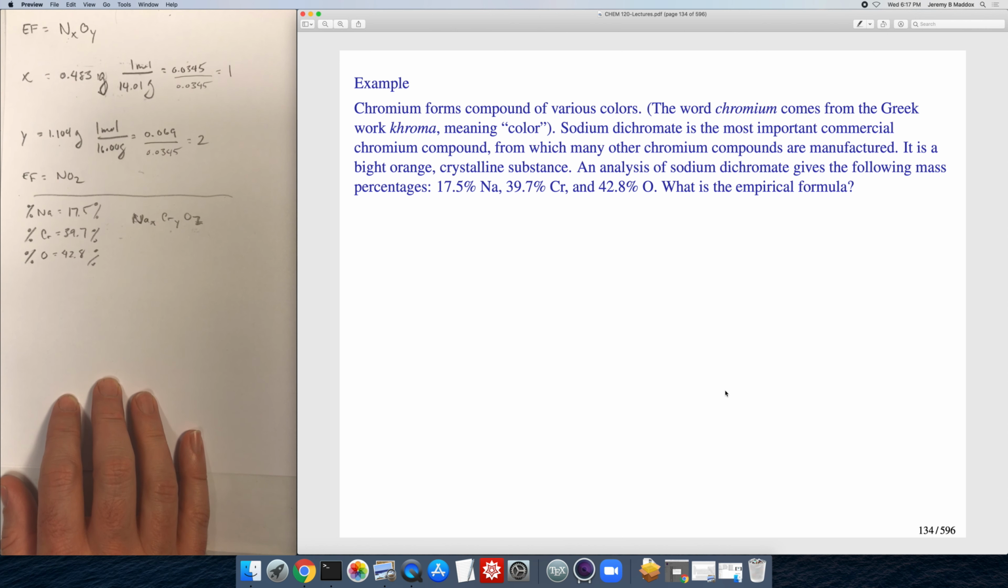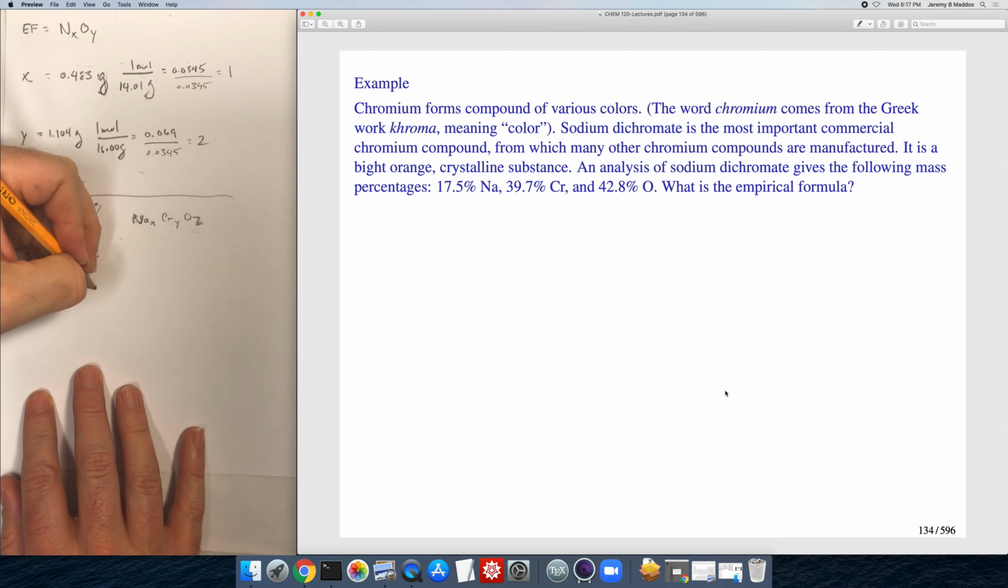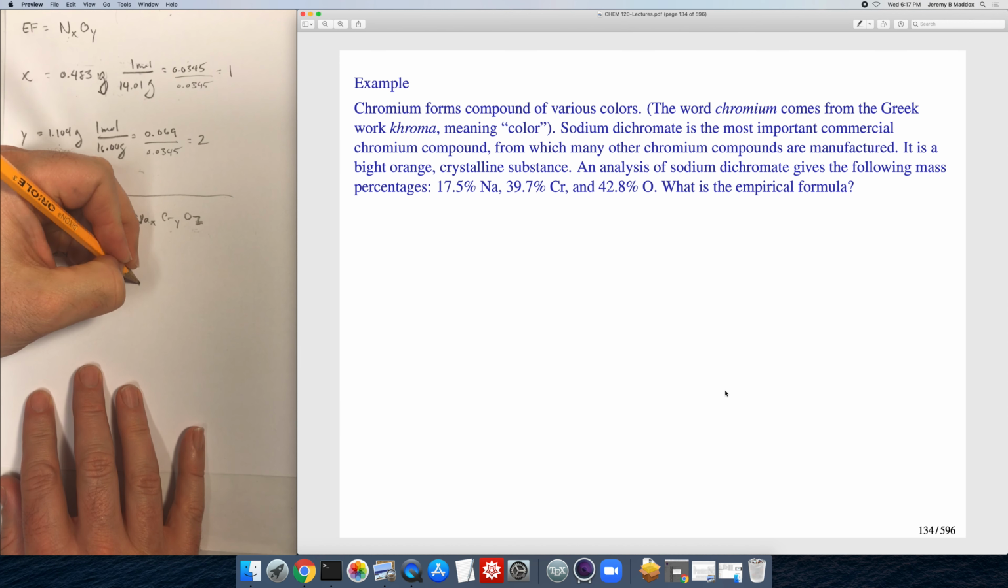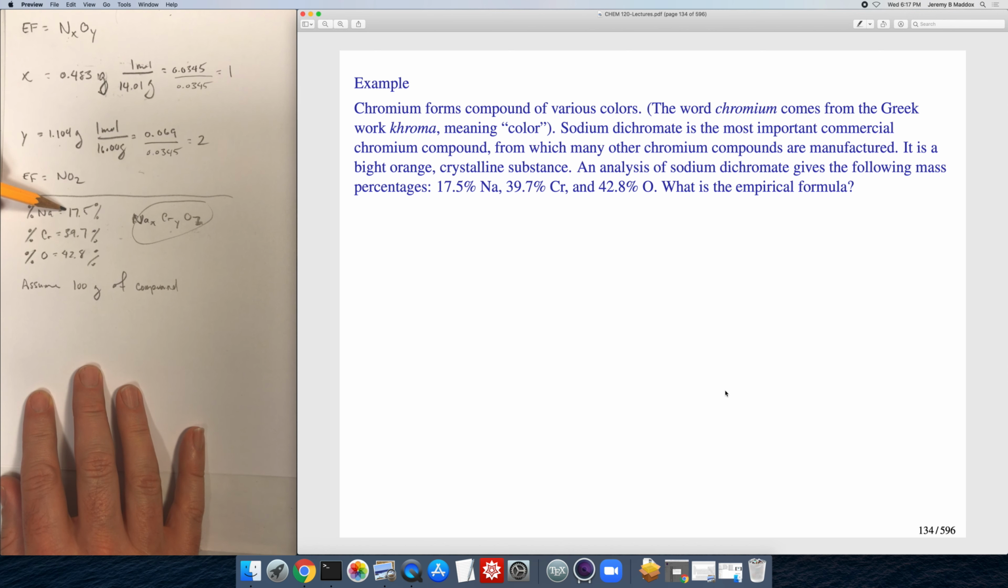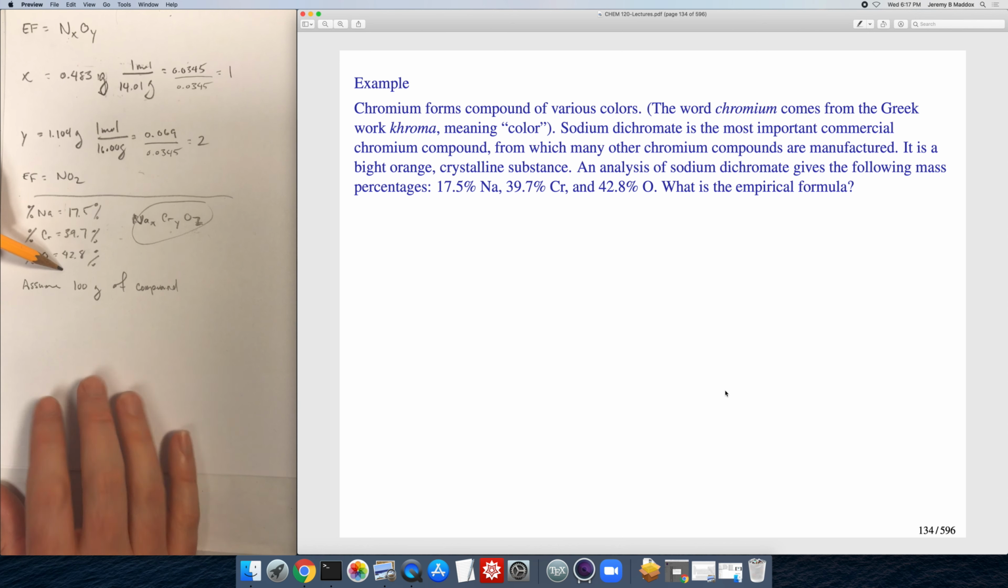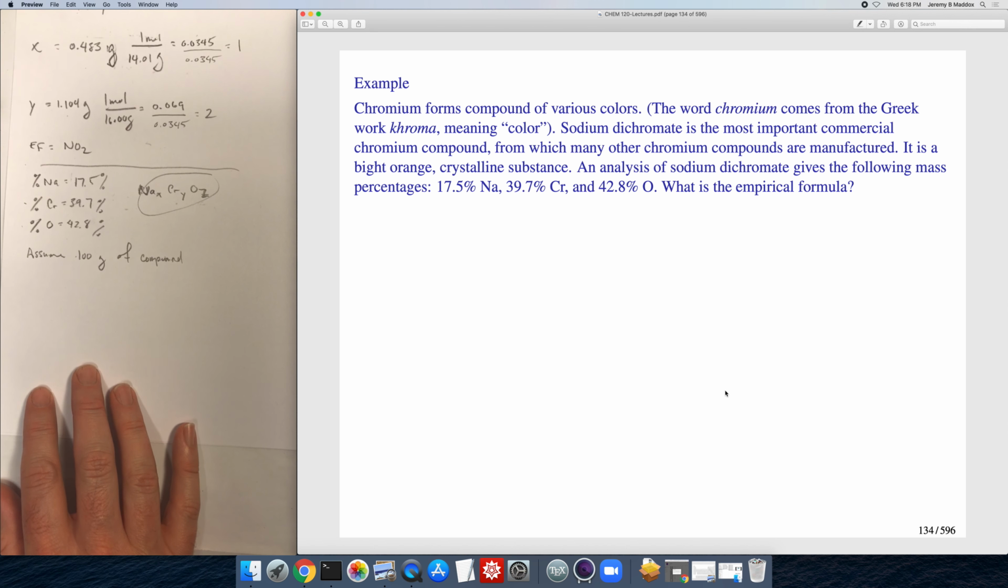chemical formula. So what we'll do is we'll just assume that we have 100 grams of compound. By assuming that we have 100 grams of this compound, then we can just write these numbers here. These will be just the masses of the elements that we have. So if you have 100 grams of compound, you're going to have 17.5 grams of sodium, 39.7 grams of chromium, and 42.8 grams of oxygen. So we'll make that assumption, and then we'll do what we did before.